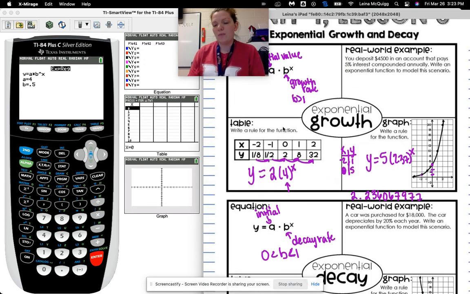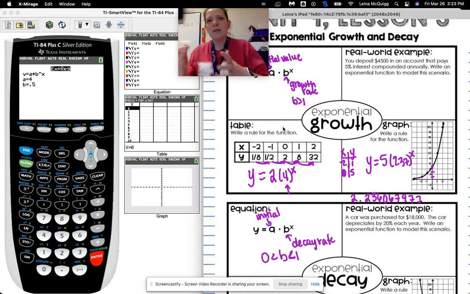So let's look at the word problem, real world examples. And this is a little bit different because we're going to learn how to write some word problems here. Write equations from word problems. And then we're going to practice writing these equations a little bit more tomorrow, okay?